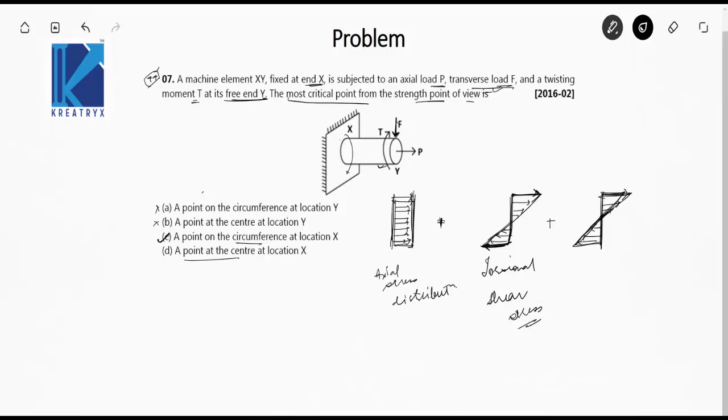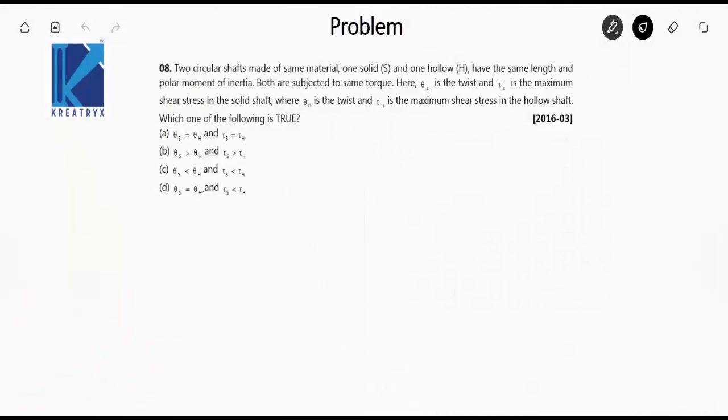So the next question is, two circular shafts made of the same material, one is solid and the other one is hollow, have the same length L and the same polar moment of inertia, that is J. Both are subjected to the same torque. Here theta s is the twist and tau s is the maximum shear stress in the solid shaft, and similarly theta h is the twist and tau h is the maximum shear stress in the hollow shaft. So we have to find the relations between both of them.